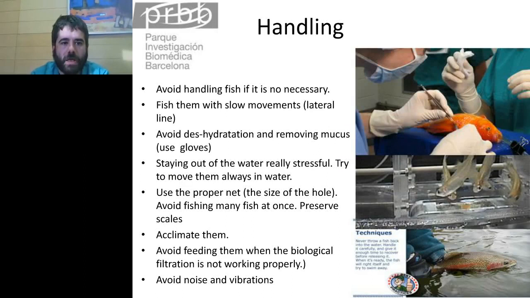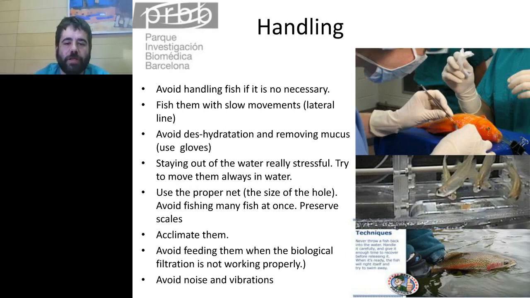So we have our happy fish inside our facility, but we have to make a procedure. So we have to handle the fish, and we don't know how to handle them. First of all, the most important thing is to avoid handling them. Okay, but I have to handle them because I have to make my procedure. So afterwards, we have to touch them. We have to fish them with slow movements of the net because they have the lateral line. We have to avoid removing the mucus or the scales.